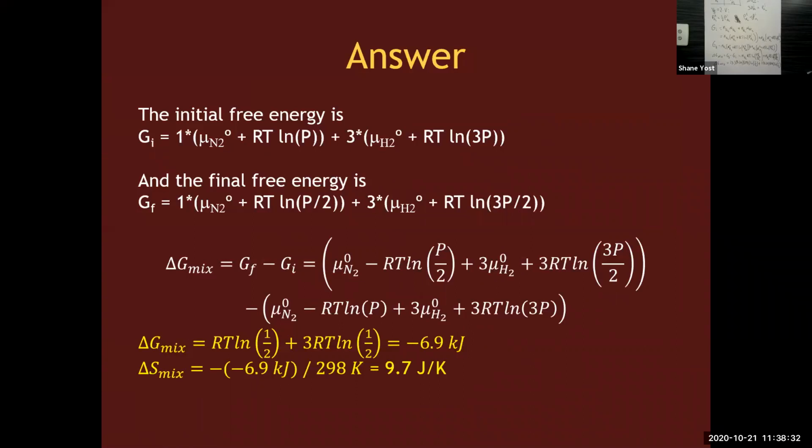It's the negative of the free energy change, which happens to be negative 6.9 kilojoules, divided by temperature 298 Kelvin. So it gives you a positive 9.7 joules per Kelvin, which is right: the entropy change of mixing should be positive, because I should have an increase in entropy when I mix two things. As things get more disordered, entropy should be increasing. So again, that entropy change should be positive. We should never get a negative entropy change when mixing two compounds.